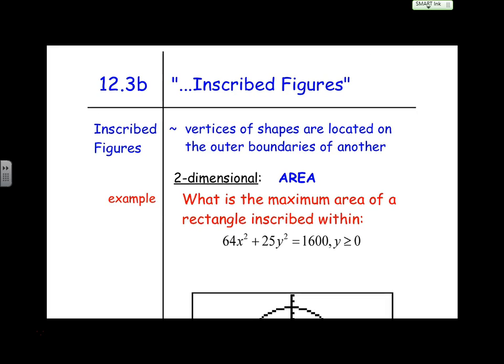If we're talking about two-dimensional shapes, one inside of another, an inscribed figure two-dimensionally inside of another, then we're going to be talking specifically about the idea of area. The two-dimensional measurement is area. And this is an example of the type of question you might see. What is the maximum area of a rectangle inscribed within, and then they give us an equation.